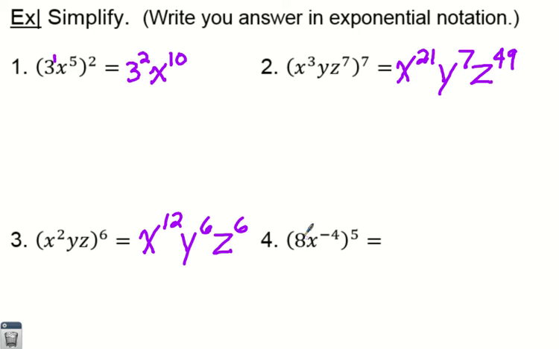Number 4. There it is. So 8 to the 5th, which is probably a giant number. Doesn't matter. We're going to just leave it in exponential notation. And then x to the negative 4th to the 5th. Definitely a power to a power where we multiply those powers. Negative 4 times 5 is negative 20.